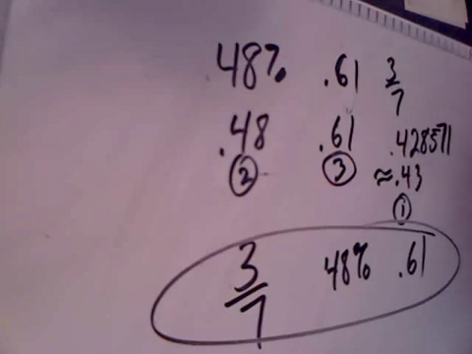It gets bigger as you go along. Descending order gets smaller, so descending order would be backwards. That's going from largest to smallest.